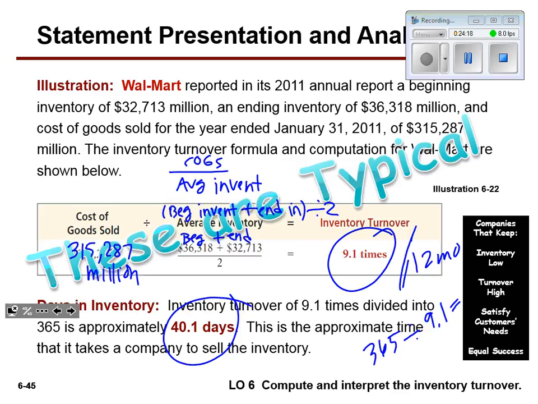I would, on your notes, write this in. Companies that keep their inventory low and their turnover rates high not only are going to have happy customers, their financial health will be rock solid. Because they're managing to keep inventory levels low and they're turning it over. Customers are buying it a lot. Customers are going to be happy, but a financial success will occur out of the deal.